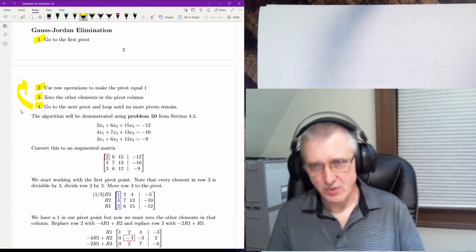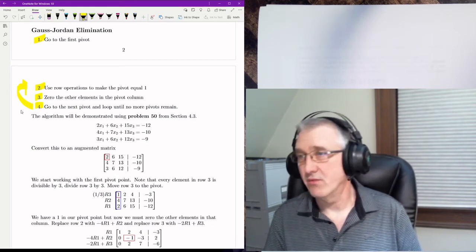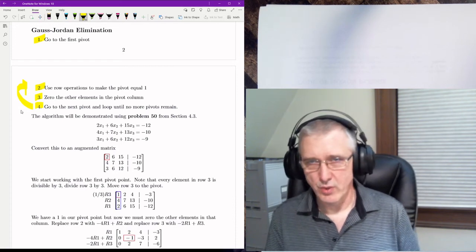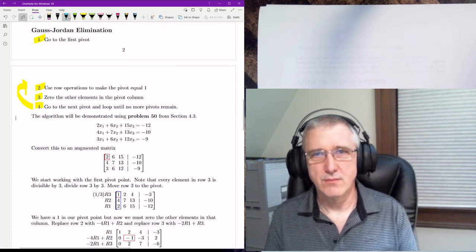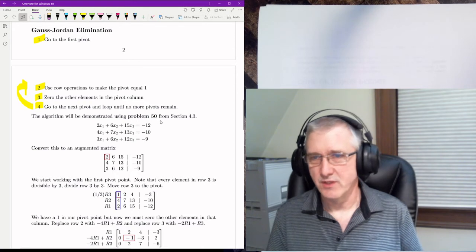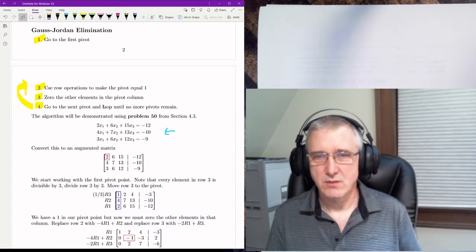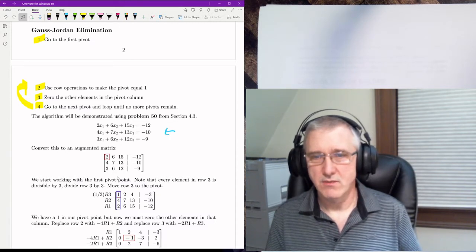We're going to demonstrate this. I'm going to demonstrate this algorithm using problem 50 from section 4.3. We start out with our system of equations. Recall how to convert that to an augmented matrix. So 2, 4, 3, 6, 7, 6, 15, 13, 12, minus 12, minus 10, minus 9.